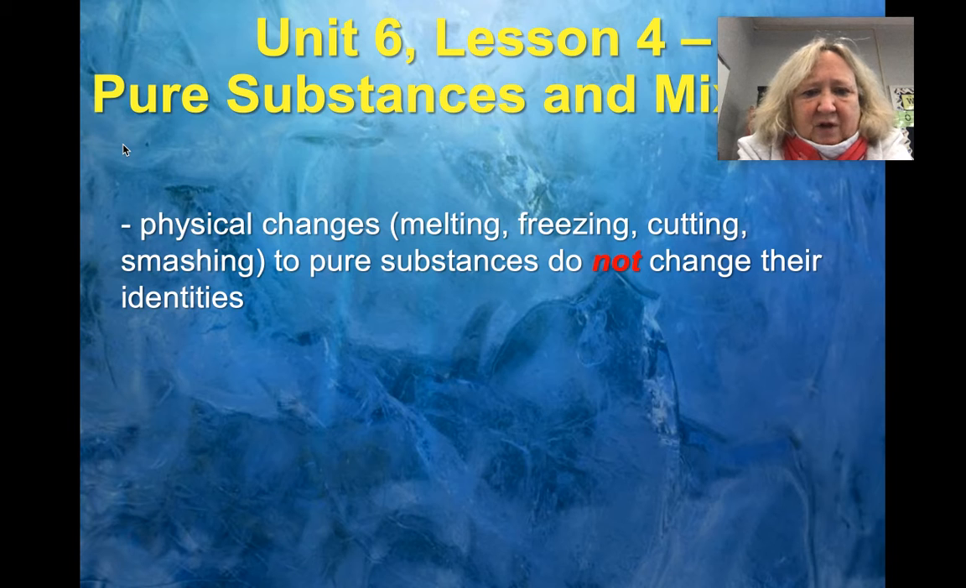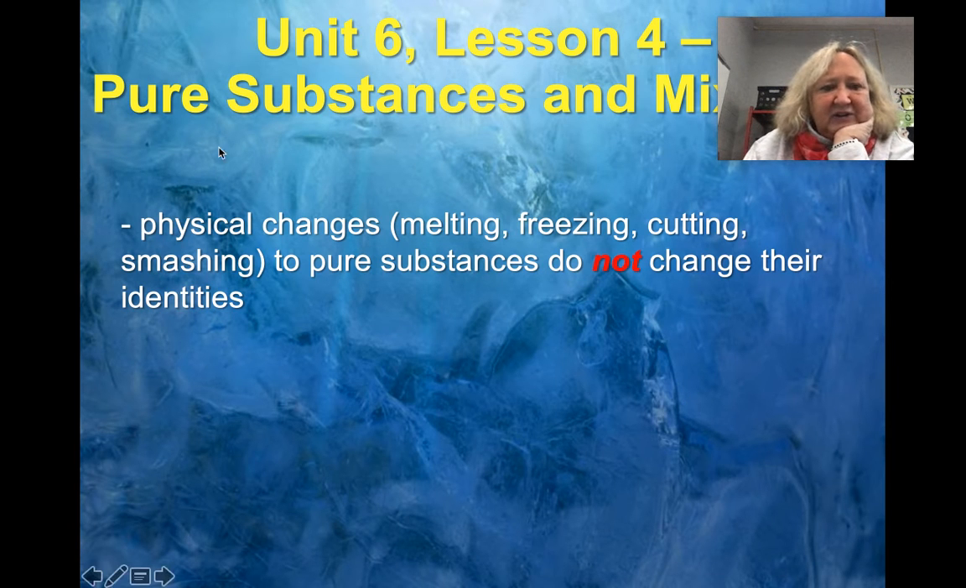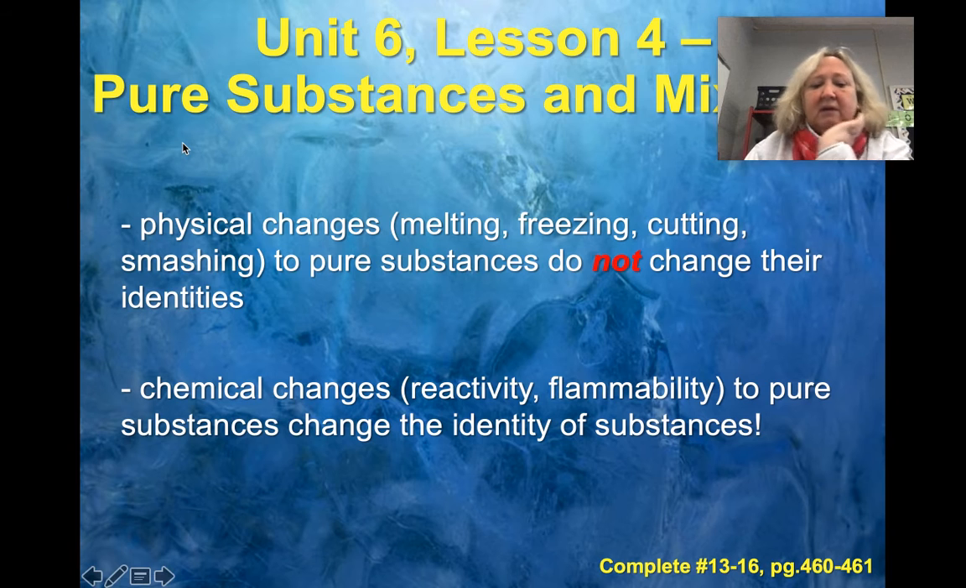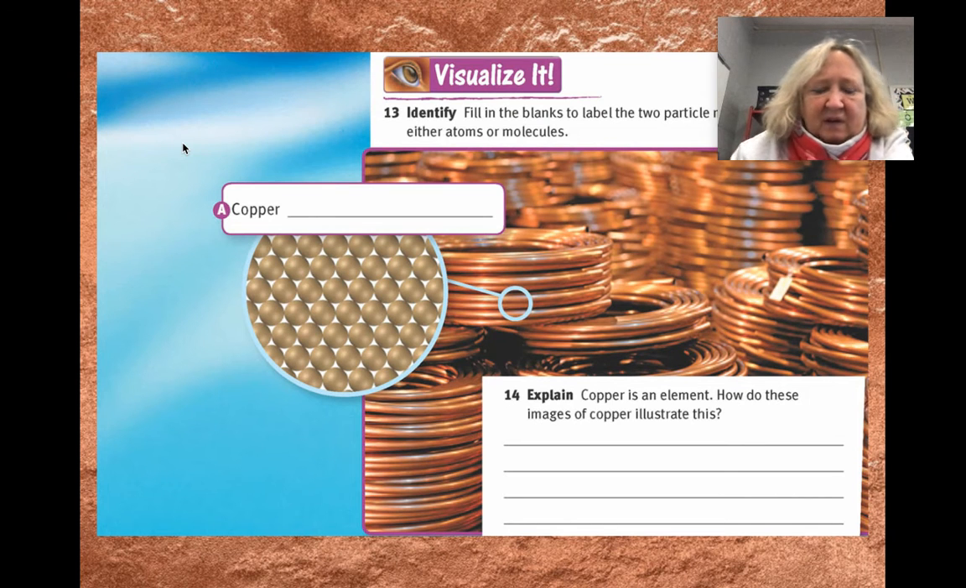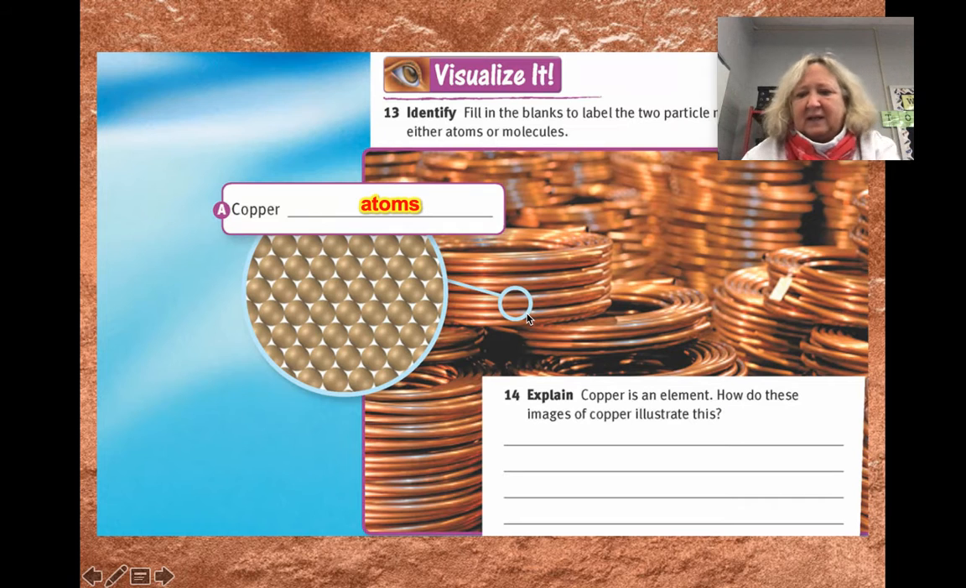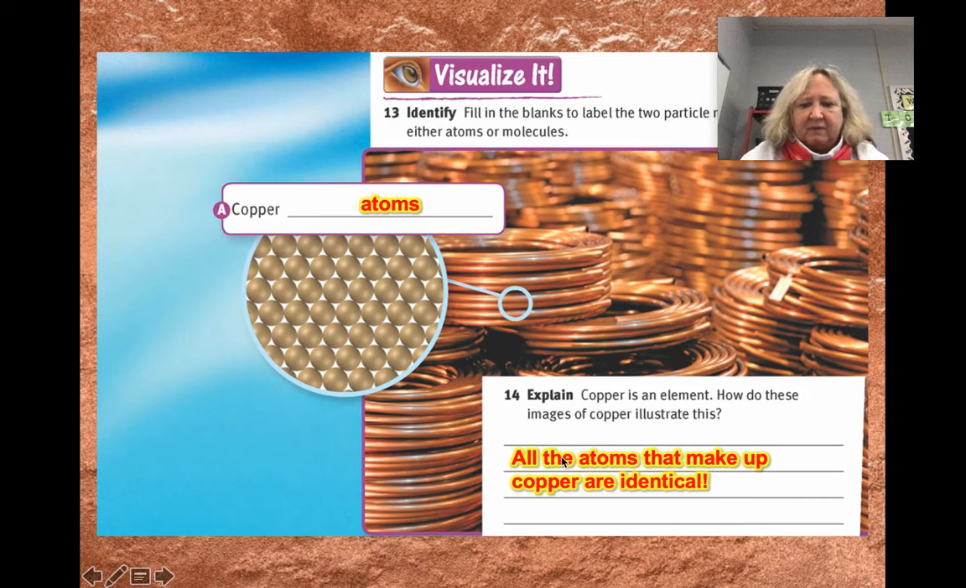Just as we've talked many, many weeks, physical changes are not changing their identities. They will stay the same. Chemical changes, of course, do. So let's look at this. This is a sample of copper magnified thousands, millions of times. Is copper an atom or a molecule? What do you think? Well, it is an atom, because it's an element. So how does this picture illustrate that? It's because all the atoms are identical, row after row after row of the same type of atoms.